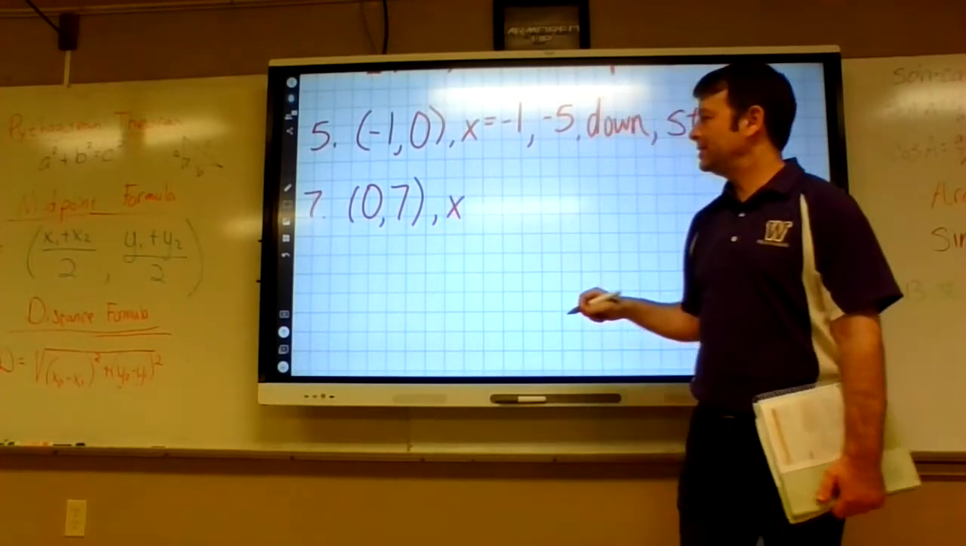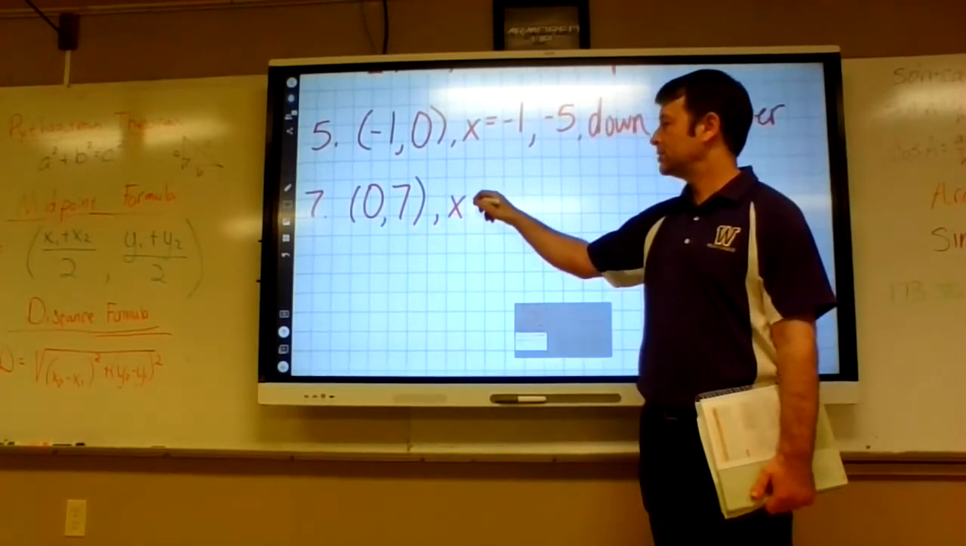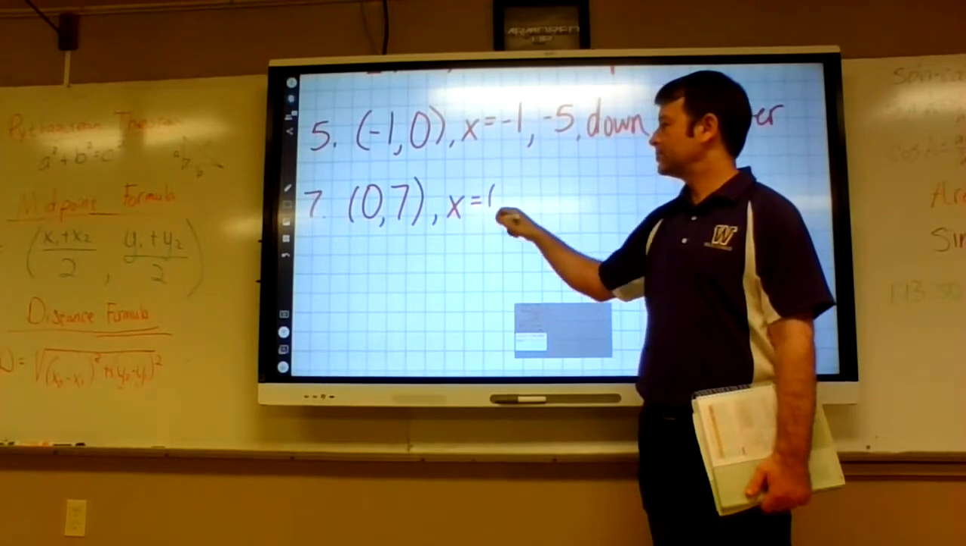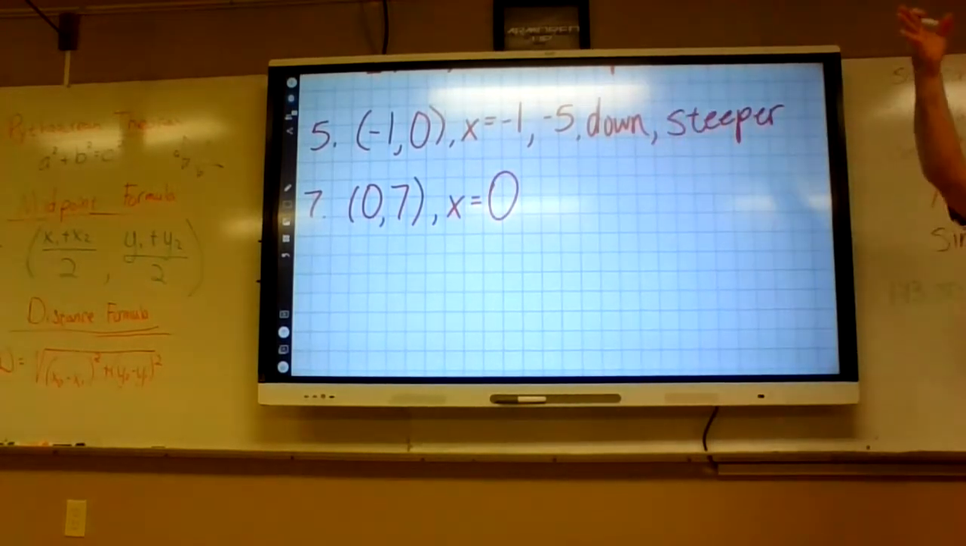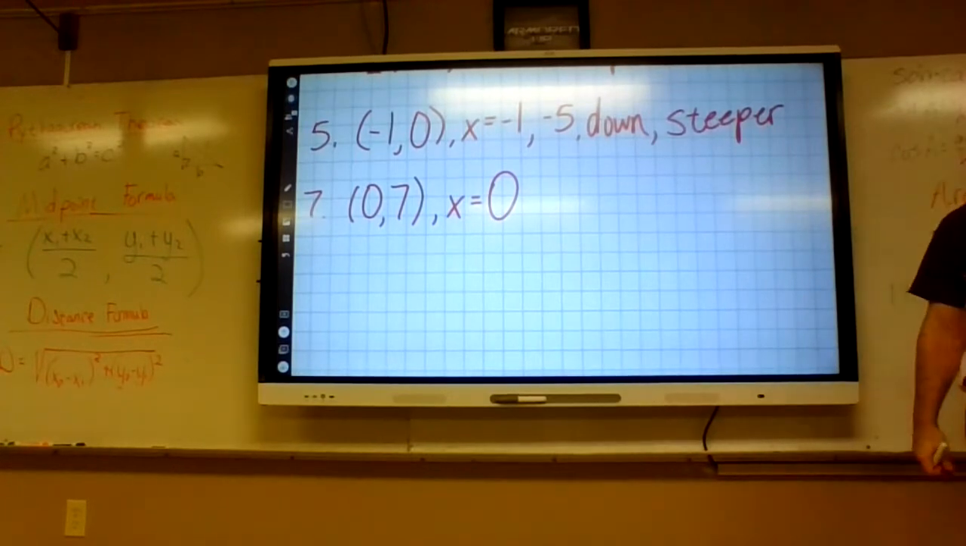What is the line of symmetry? 0. X equals 0. X equals 0 is like right down the middle of the graph, so it's basically the y-axis.